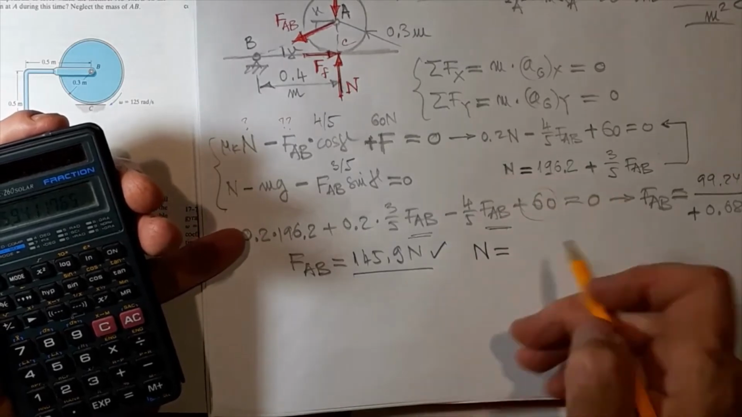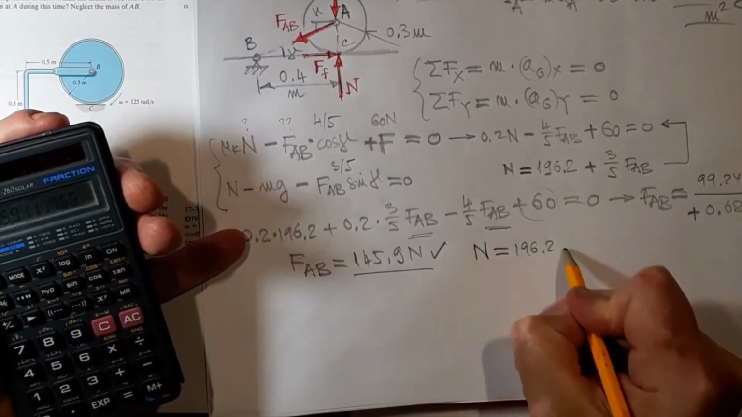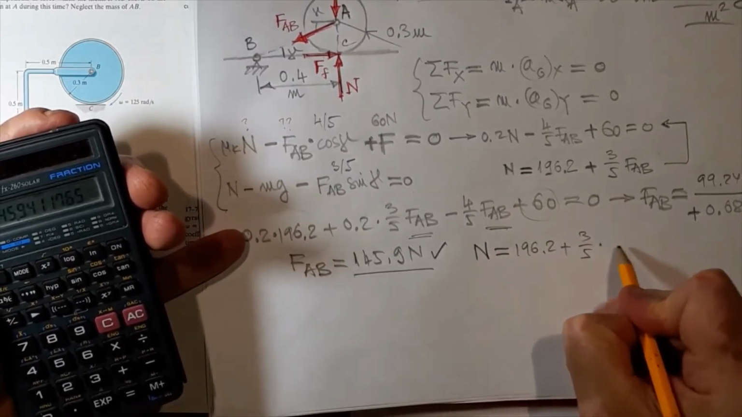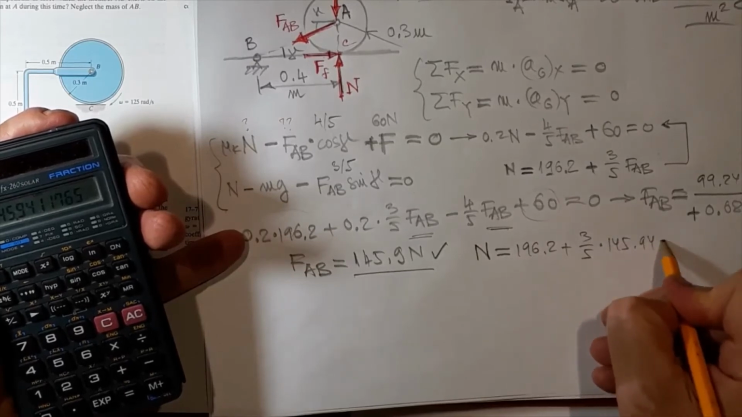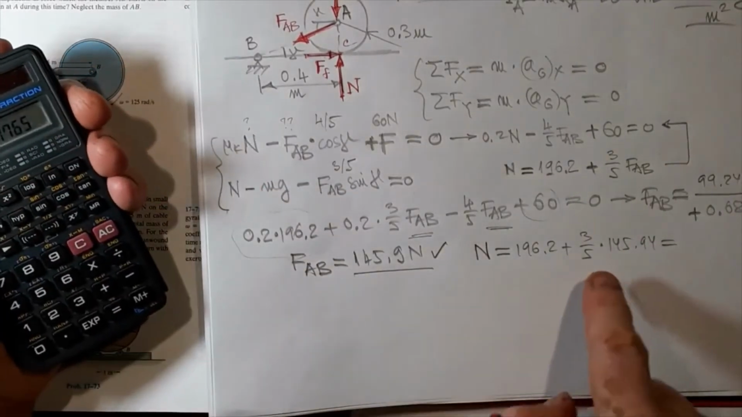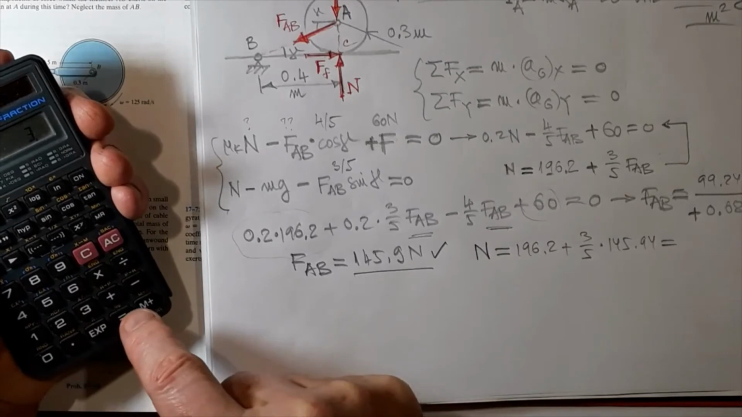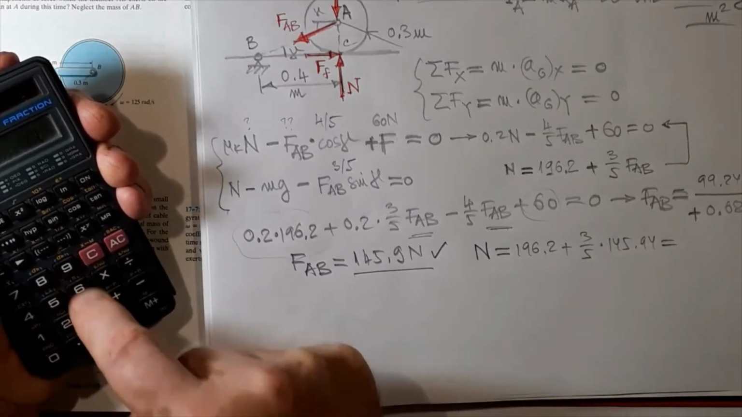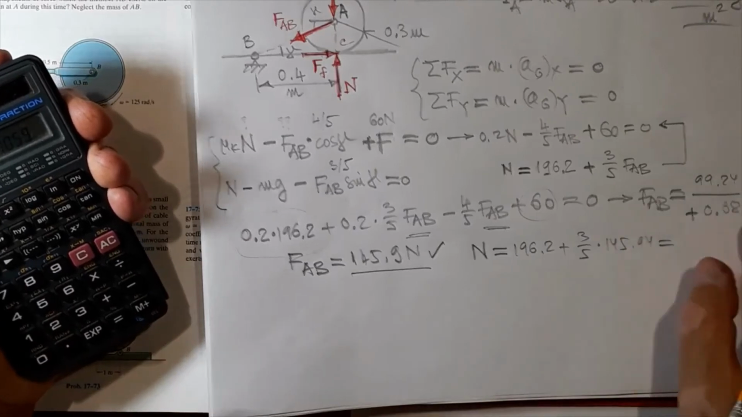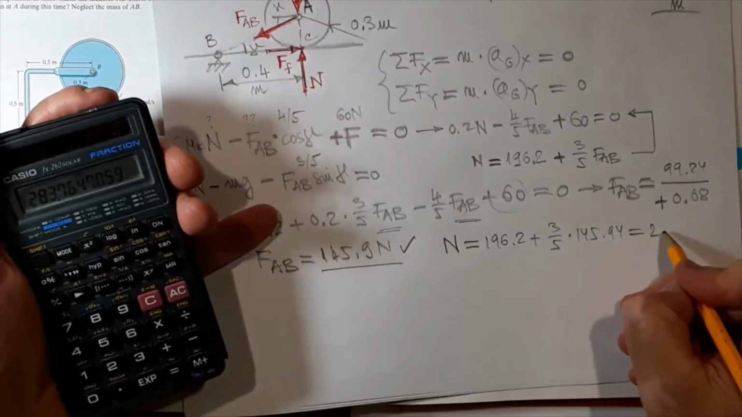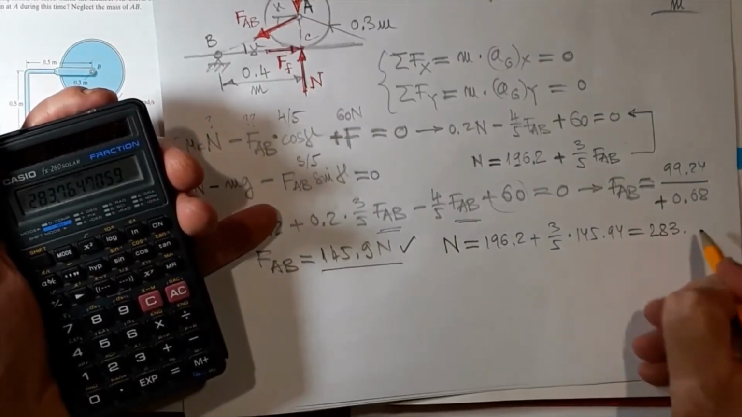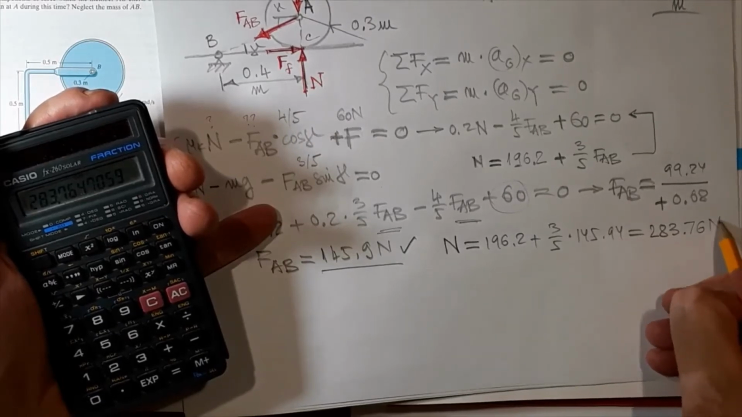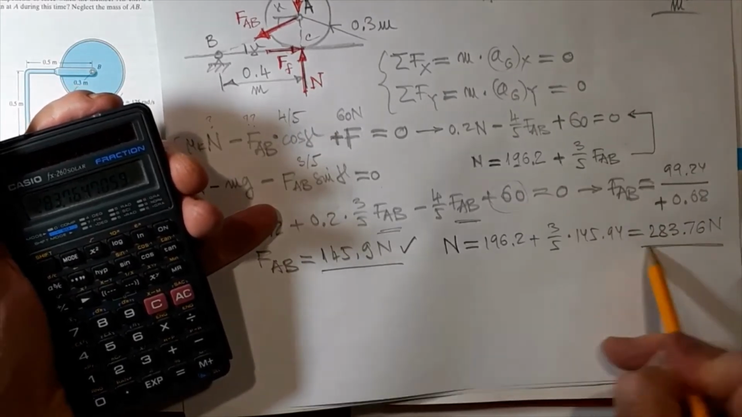Okay, so N equals 196.2 plus 3/5 times 145.94, the value that we got. So times 3/5 plus 196.2 equals... Okay, this is 283.76 newtons, the normal force.